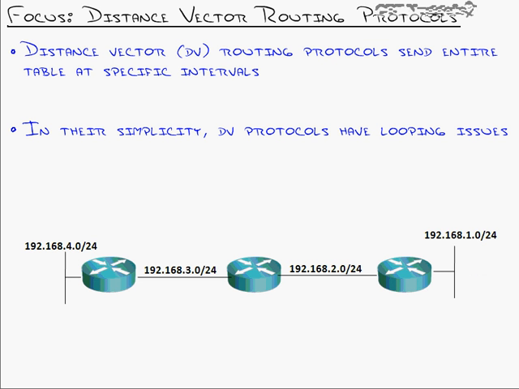Let's first focus on distance vector routing protocols in their simplicity and in such a way that we can see some of the weaknesses that were not exposed in ICND1. Distance vector routing protocols, by nature, send their entire routing table at specific intervals. The one protocol that's left, which is RIP, sends its entire routing table once every 30 seconds.